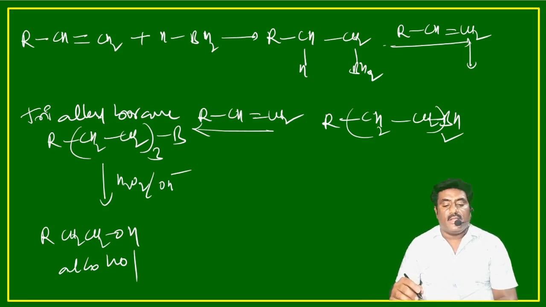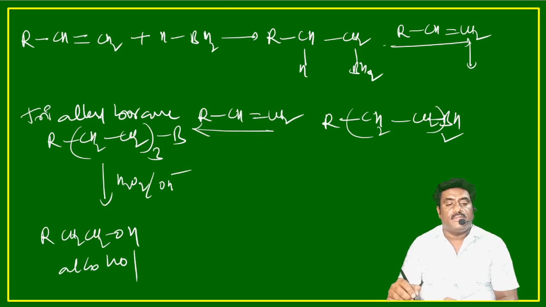I am taking one more example. What is the mechanism? The mechanism is the addition of boron to the alkene system followed by OH minus and H2O2 to give the alcohol. This is the hydroboration oxidation method.